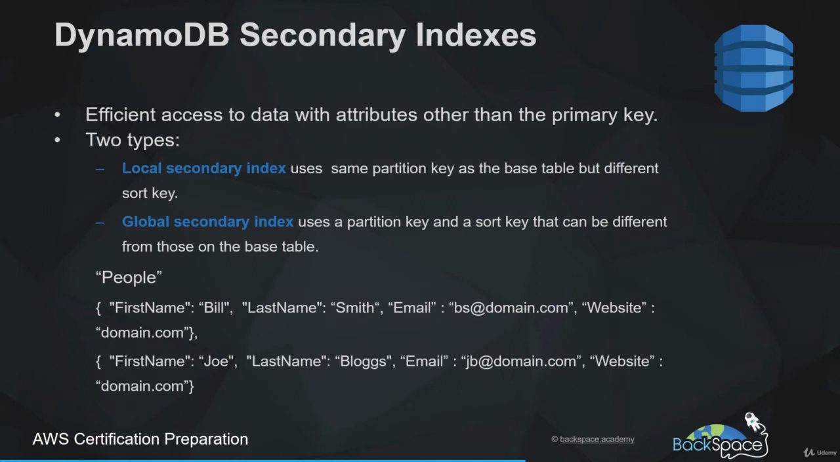So for example, here we've got our people table again, and we might have a primary partition key set up for last name and a primary sort key set up for first name. But we might also want to be able to search, or query, based upon email. So we could set up a local secondary index that uses the partition key last name, and then it has a sort key of email. Or, if we wanted to sort or query based upon email and website, we could set up a global secondary index that would have as its partition key email, and as its sort key website. And that allows for very efficient and fast access to your data based on what you are looking for.